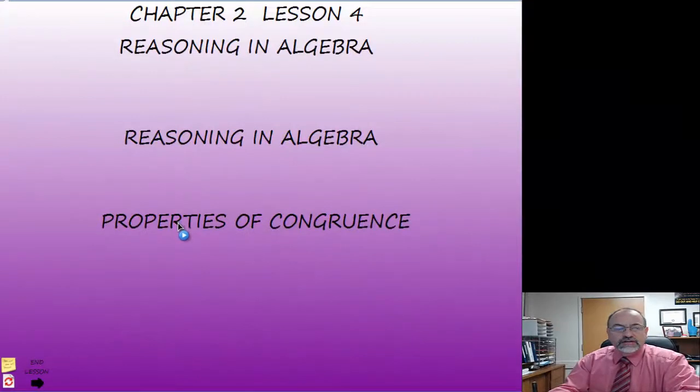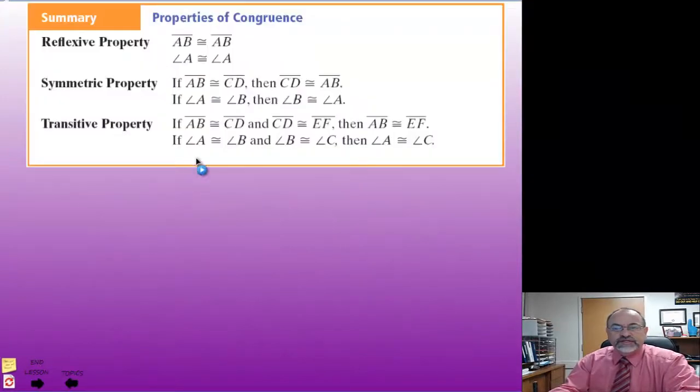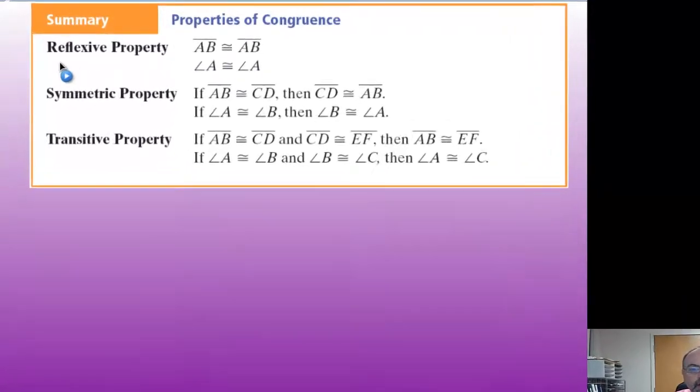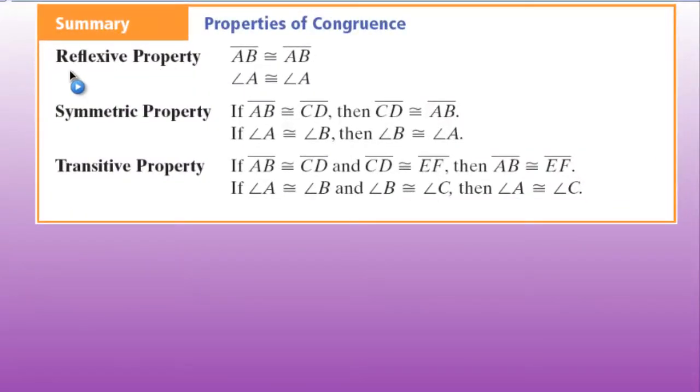Chapter 2, Lesson 4, we're looking at reasoning in algebra, beginning to develop proofs and reasons for what we're doing. We've talked about how to reason in algebra from step to step. I want to talk about some properties of congruence in this lesson. Properties of congruence, and this one is going to be very helpful to us as we go through the year when we're developing proofs and proving angles congruent or triangles congruent.